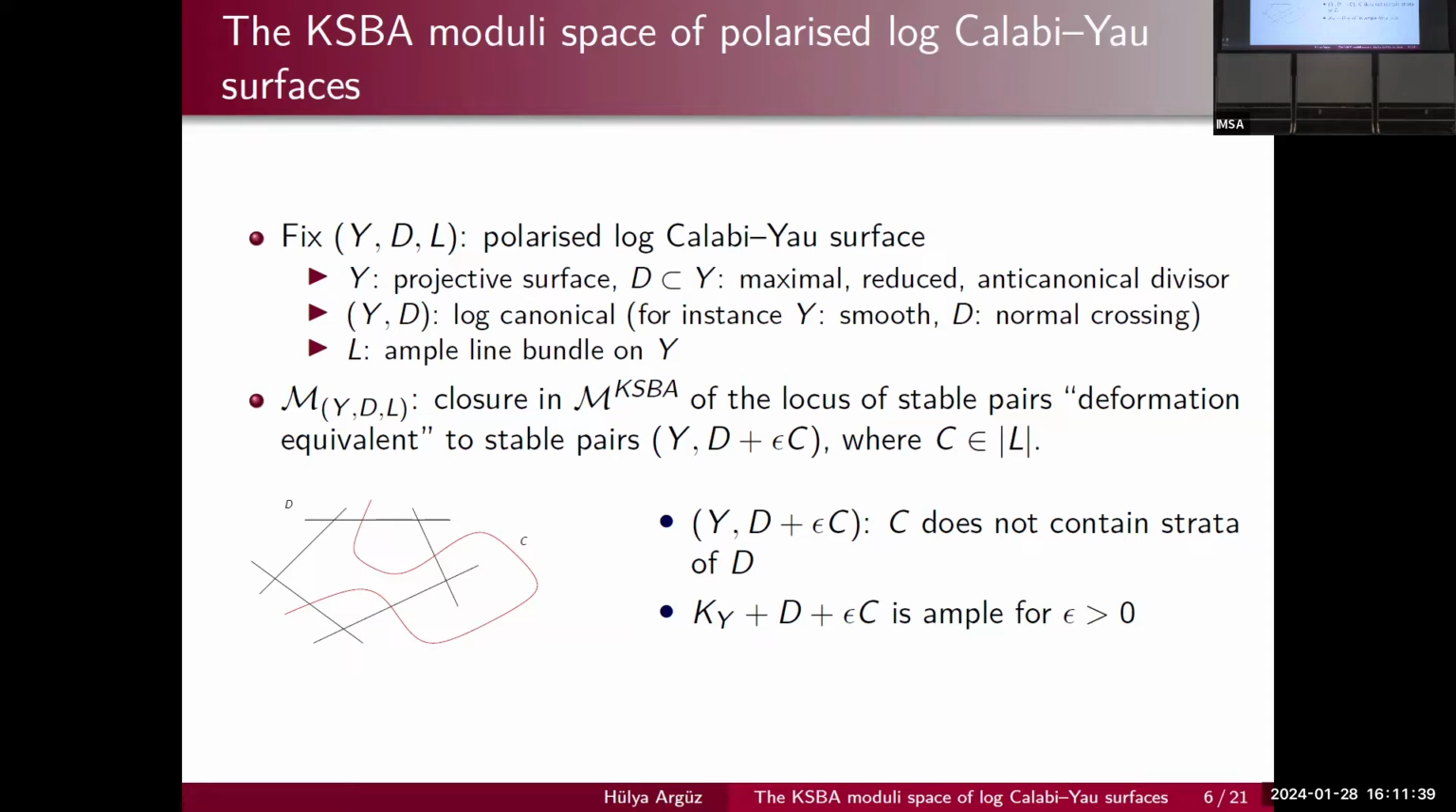Here I drew a picture to illustrate what elements look like, assuming that Y is smooth. I just drew some D in black. So the stability condition amounts to saying K_Y + D + εC should be ample, but because D is anticanonical, K_Y + D is 0. So εC is automatically ample. The stability condition for such pairs automatically holds. And if you translate what the slc condition should mean, it means that your curve C in your surface Y should not go through the zero-dimensional strata of your divisor D. So we are looking at the moduli space of such pairs.